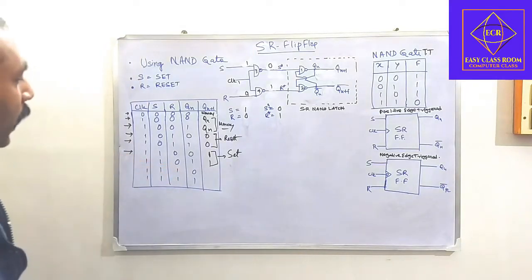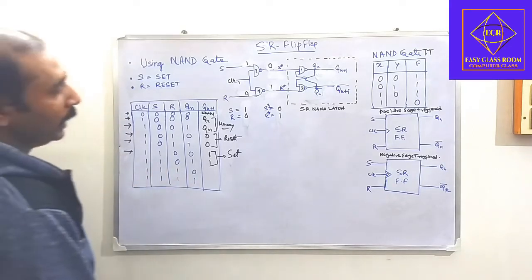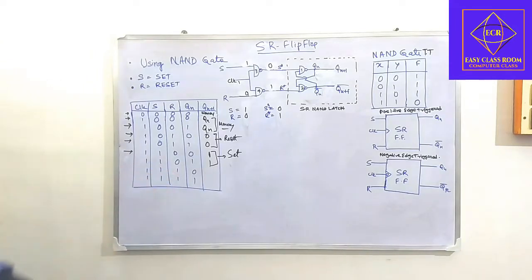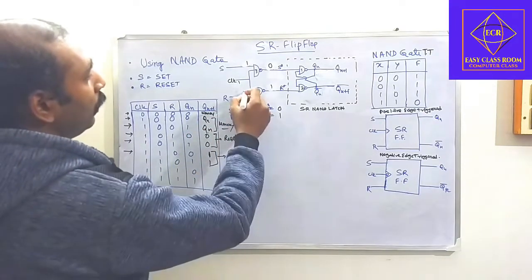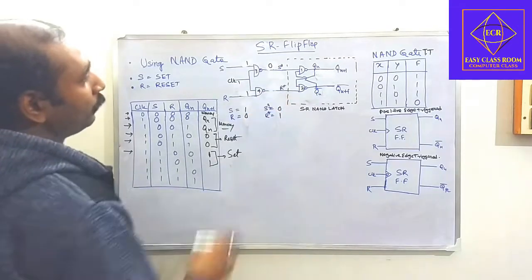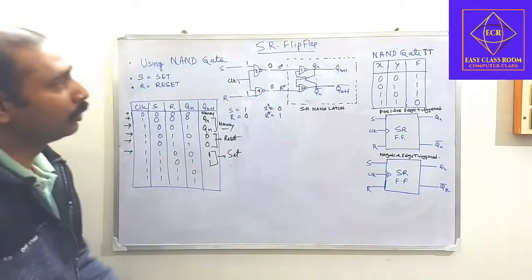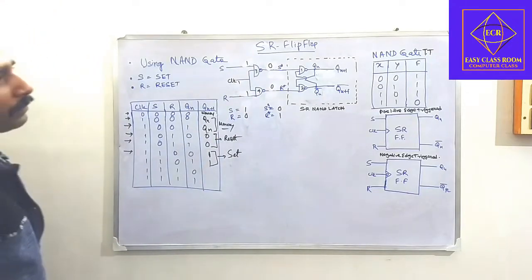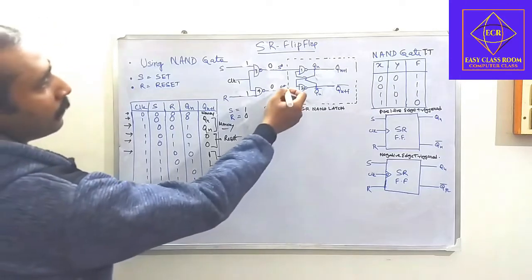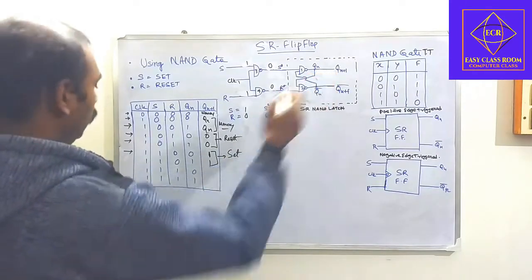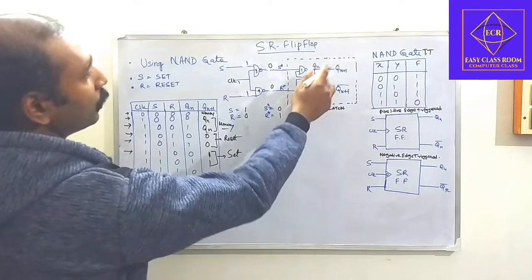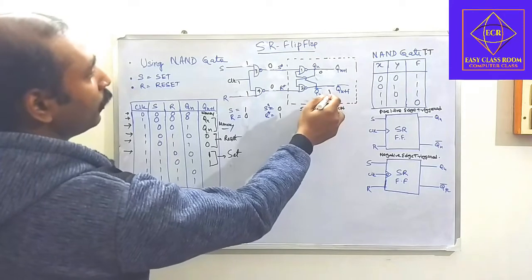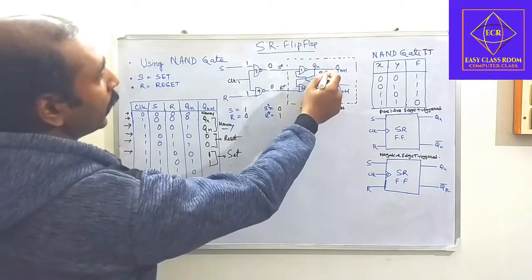So for the last case, these two will go like this. If the set pin is high and the reset pin is high, both are high, so what will happen, these two are also zero, so these two are getting excited. Now what will happen, this will be zero. So 0 and 0 we will get 1. I'm sorry, 0 and 0 we will get 1, and this 1 and 0 will get 1.